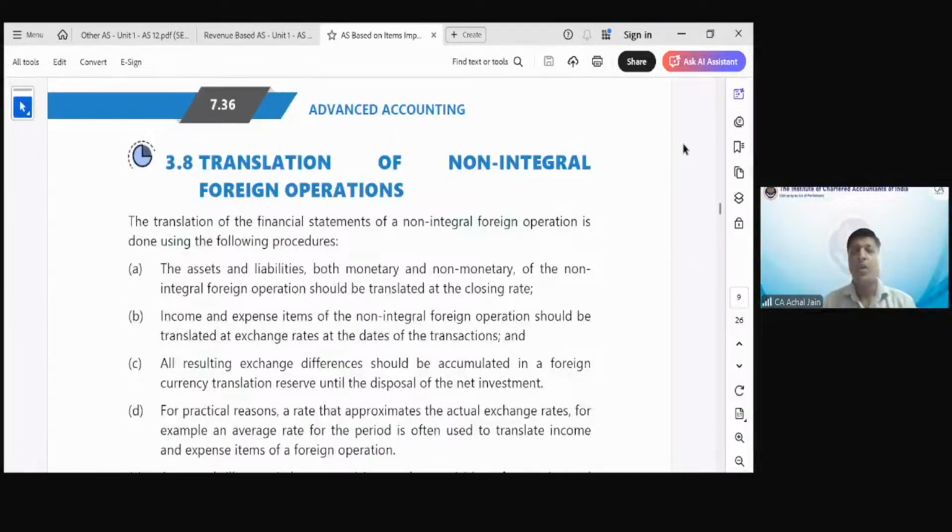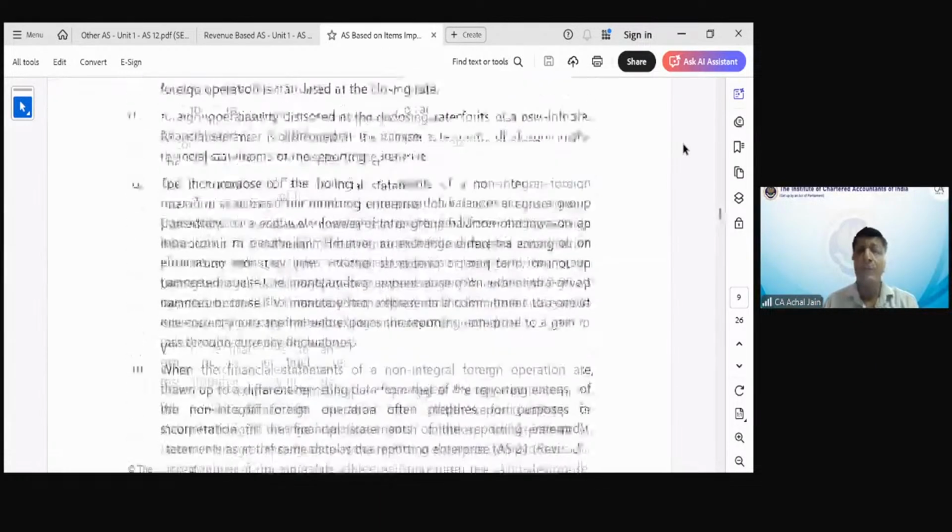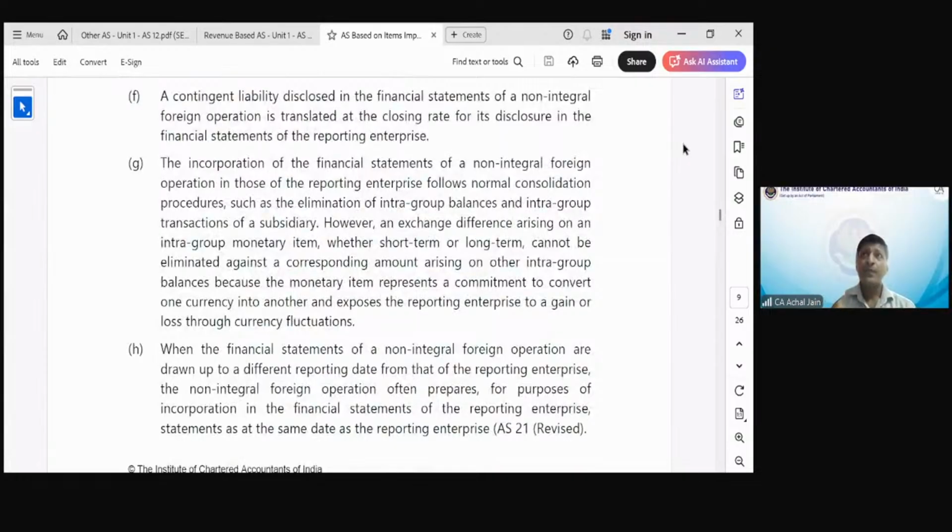Okay. So it talks about non-integral foreign operations, which is something similar to a foreign subsidiary that you have, wherein you are required to translate that foreign subsidiary. Let's suppose there's a company, say in Germany. You'll move it from its local currency to INR. So it says incorporation of financial statements of non-integral foreign operation in those of the reporting enterprise, meaning in INR, follows normal consolidation procedures. So let's suppose there's a subsidiary in Germany, when you consolidate that, the Indian company is the holding company.